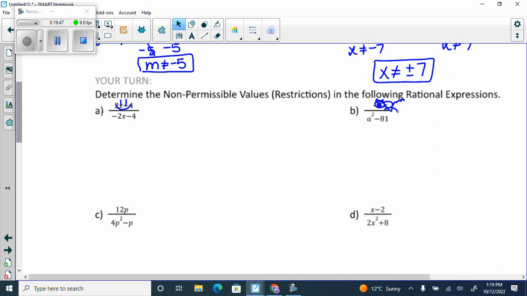It could be whatever on the top, because we do not care about the top if it says non-permissible values. Only if it says non-permissible values or restrictions, we do not care about the top. If it says simplify, yes, we're going to have to do a whole bunch more work. But when it says just non-permissible values or restrictions, be like, yay, I don't give a crap about the numerator. Like, it doesn't matter. You know, throw a little party in your head, not out for everyone else. All right. So we only care about the denominators.